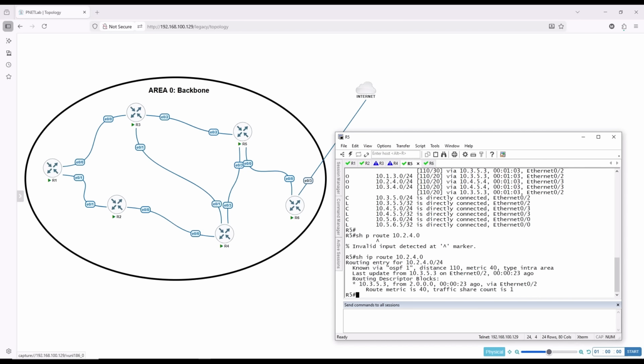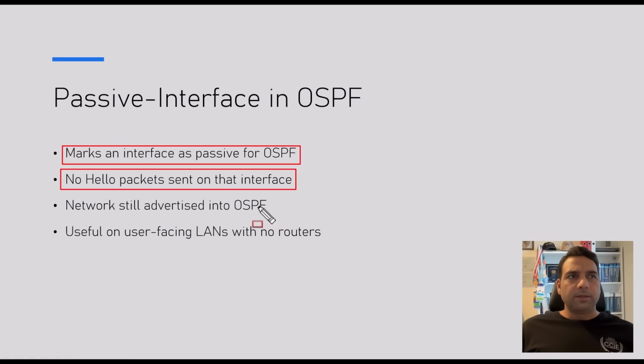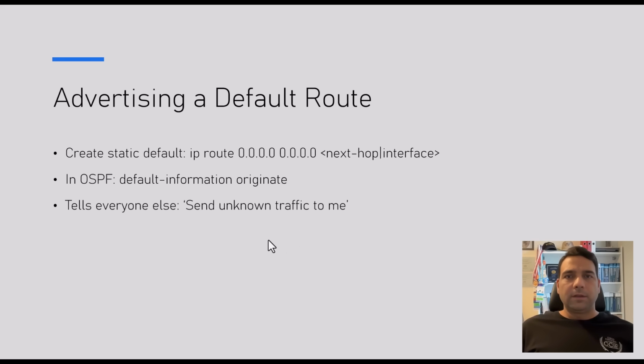So passive interface means that the interface is not going to participate in OSPF. There is no hello packet sent on this specific interface. The network is advertised in OSPF, as you saw, and this is very much useful when you are facing some LANs with no routers. That's an important thing, because you are not going to create any kind of adjacency on that specific router.